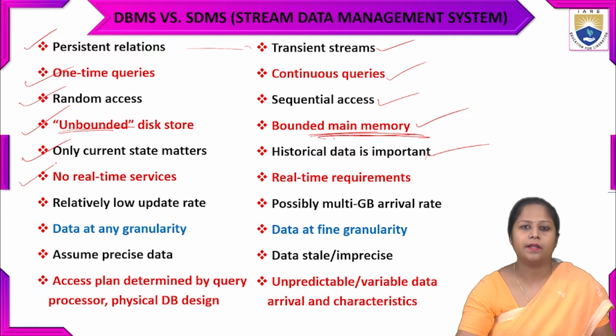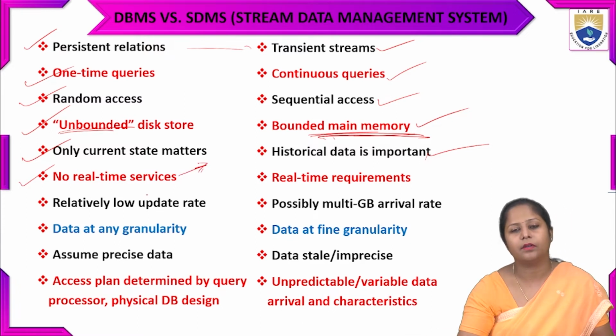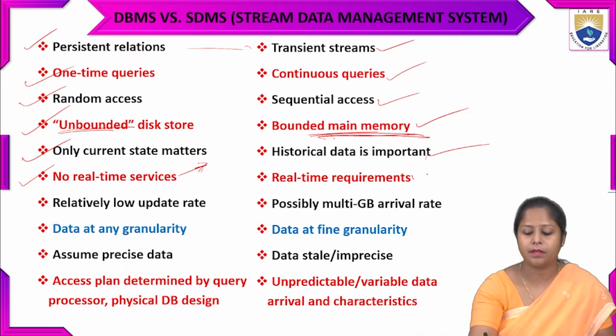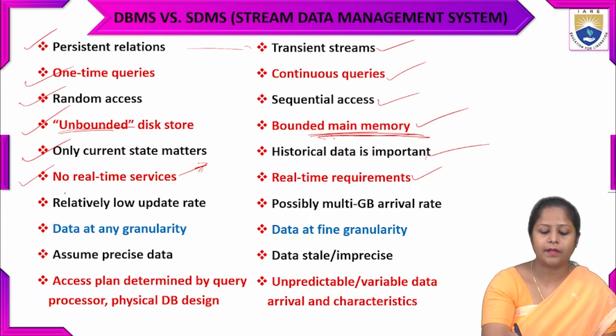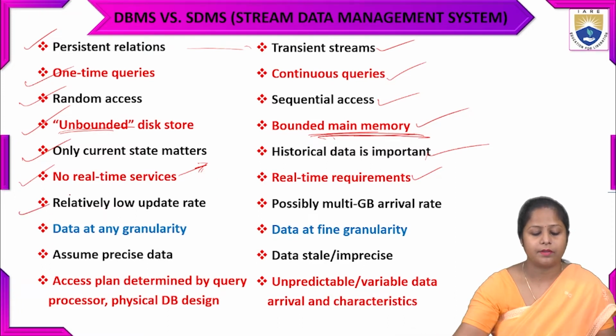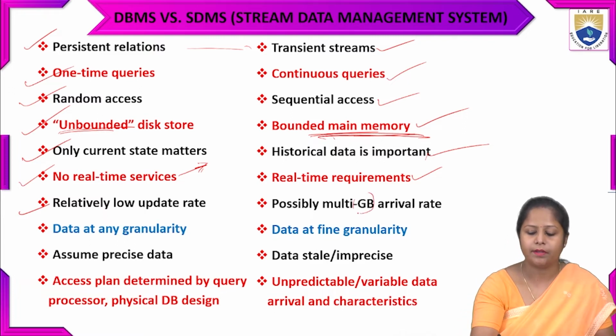In the traditional or conventional DBMS, no real-time services were there, because we have the database storage, and then we update using that data while we are writing the query. In the SDMS, we have real-time requirements. So those are the main differences. In the DBMS, we have a relatively low update rate, and in the SDMS, we have possibly multi-GB arrival rates of data.